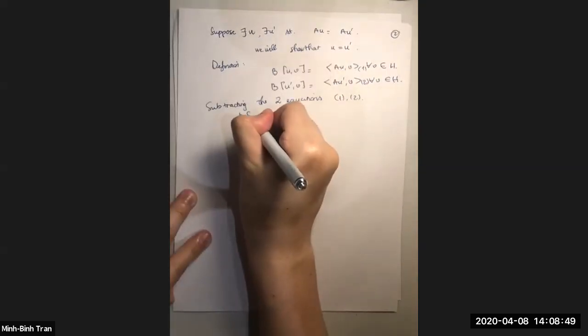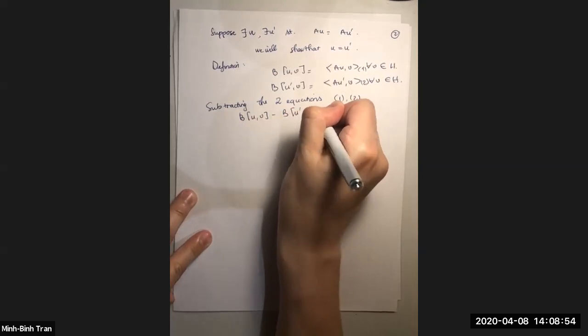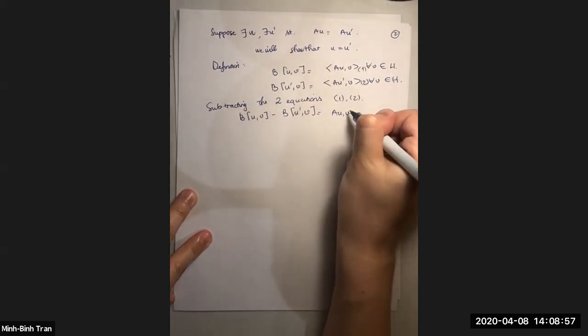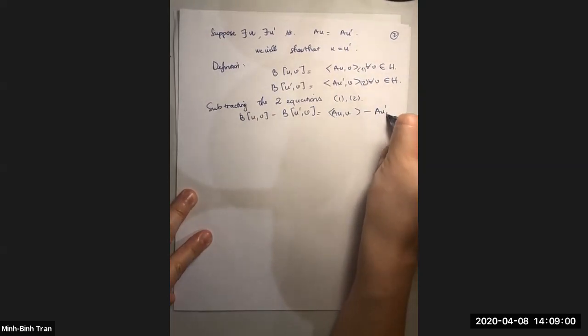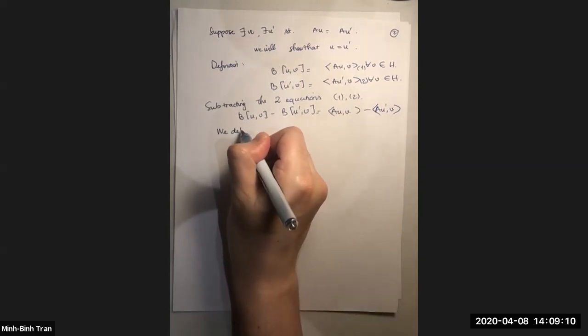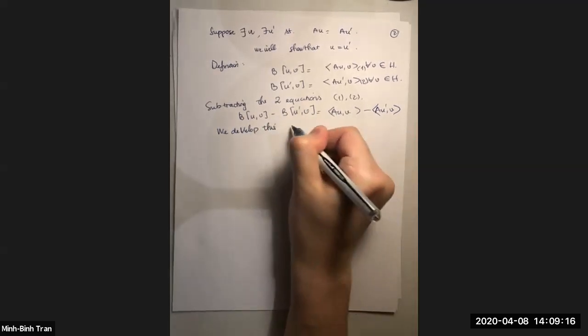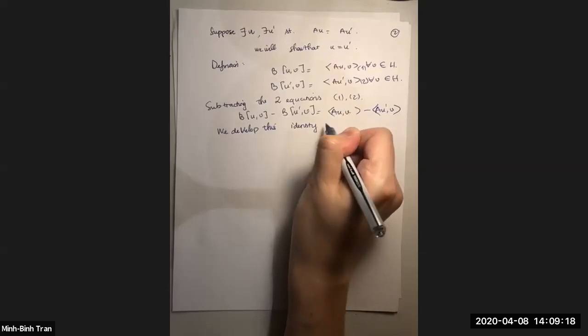We get B(U,V) minus B(U prime, V), and this is equal to A(U,V) minus A(U prime, V), right? So we have to develop this relation, this identity. What can I get from this identity? How can I develop this?